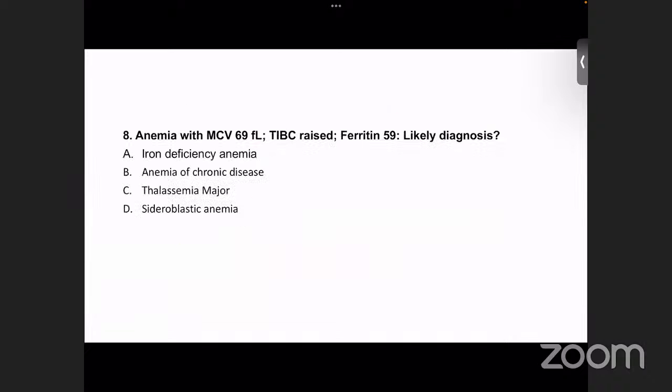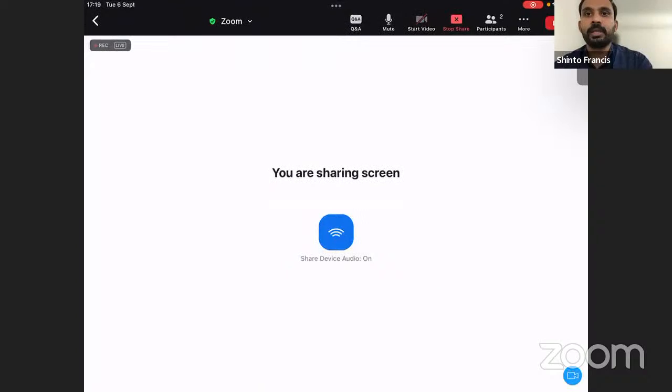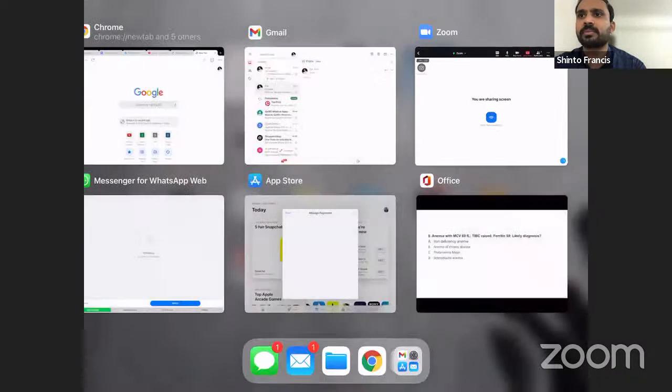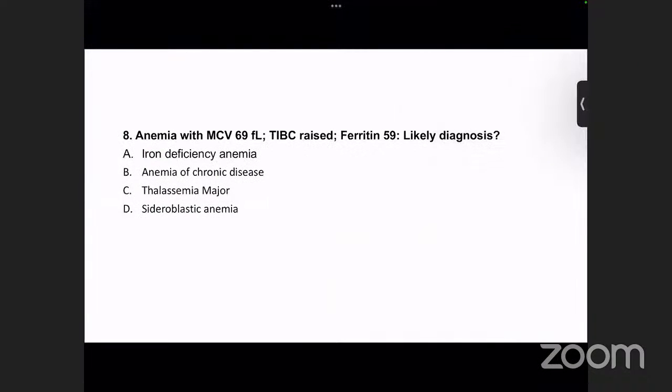Okay. So next is anemia. This is a very time-tested question which still remains relevant. Some issue with the video feeds, I don't know. Okay, so anemia with low MCV, raised TIBC, and ferritin 59.